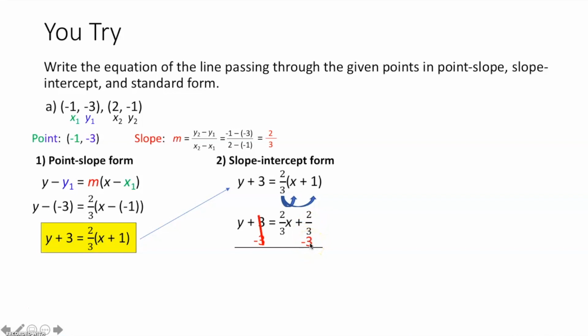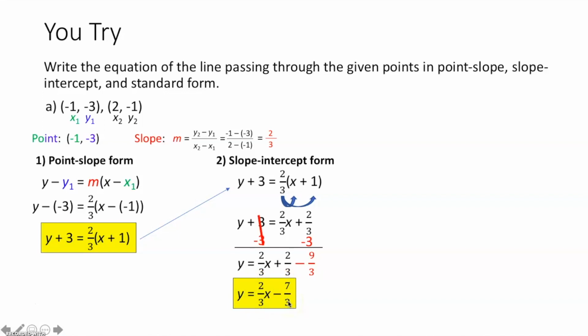minus 3. Well, that's the same thing as 2/3 minus 9/3, right? Because 3 is the same thing as 3 over 1. And to subtract them, they need a common denominator. So I multiply 3 over 1 by 3 in my numerator and denominator, and I get negative 9/3. Now I can subtract these two. What's 2 minus 9? That's going to be negative 7. My denominator stays the same, so slope-intercept form is y equals 2/3 x minus 7/3.